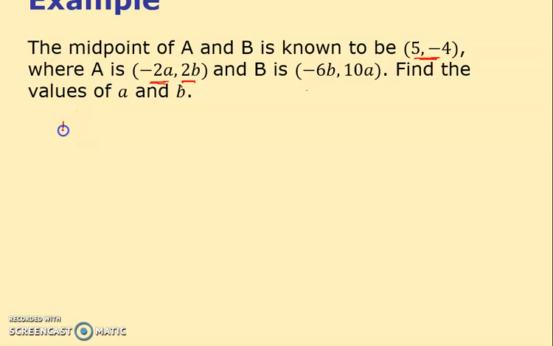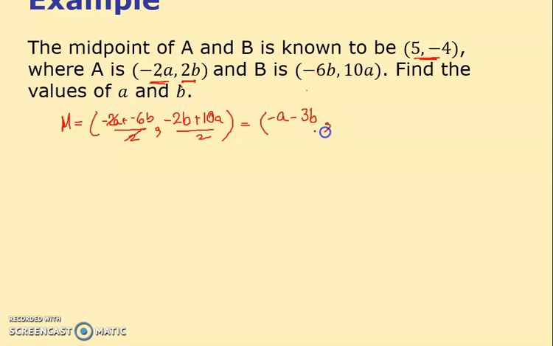Okay, let's do this. Now I've said for the midpoint you add the two values together. So I get minus 2a plus minus 6b, and then you half it, comma, and then I do the same thing for the y coordinates, minus 2b plus 10a divided by 2. Now let's just simplify that a bit. Dividing it by 2 just makes it a bit easier, doesn't it? Minus a minus 3b, comma, divided by 2, I get minus b plus 5a.